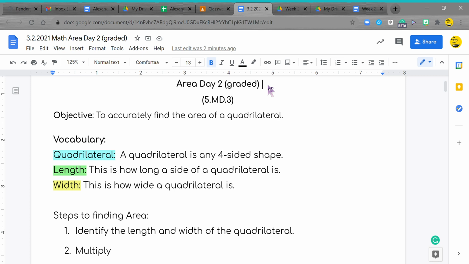Today we are doing day 2 of area. Remember, we're going to accurately find the area of a quadrilateral. Now let's review some of our vocabulary words.